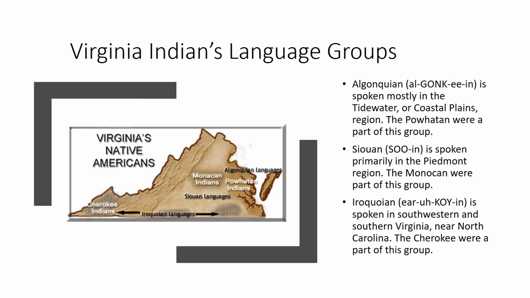Algonquian is spoken mostly in the Tidewater region by the Powhatan Indians. Siouan is the language of the Monacan Indians in the Piedmont region. And lastly, the Cherokee Indians speak Iroquoian in the Appalachian Plateau.